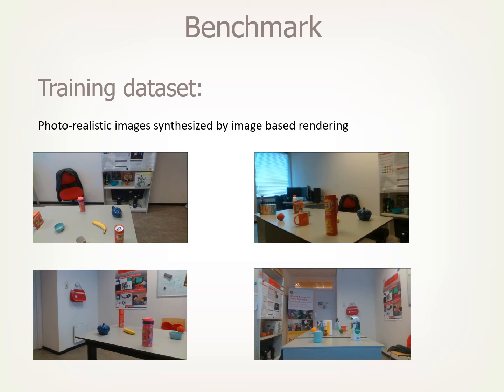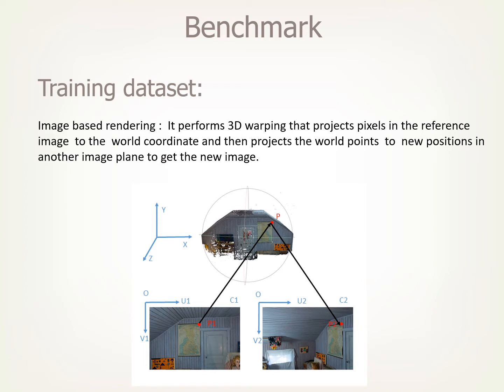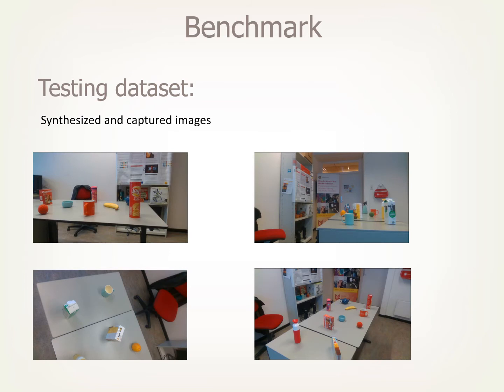Our training dataset is a synthesized one. It is generated by image-based rendering. Image-based rendering performs 3D warping that projects pixels in the reference image to the world coordinate and then projects the world points to new positions in another image plane to get a new image. Our testing dataset combines real captured and synthesized images for testing approaches.